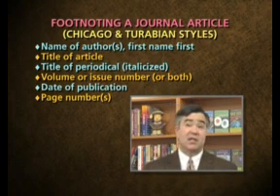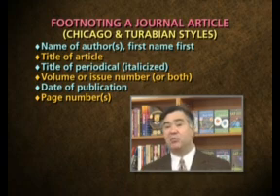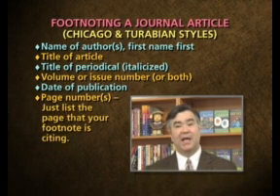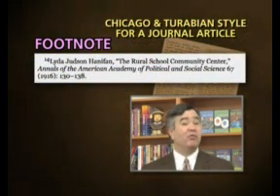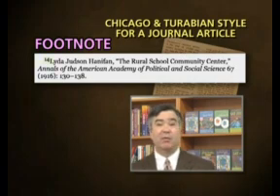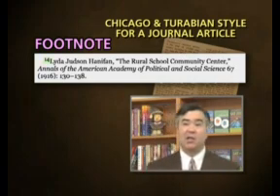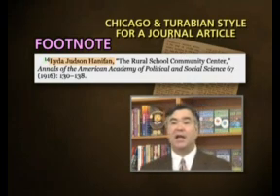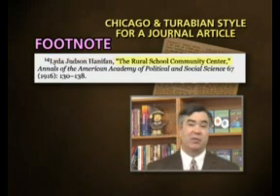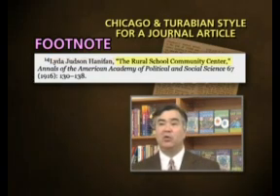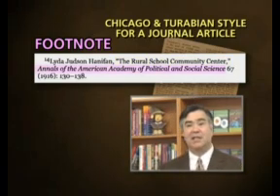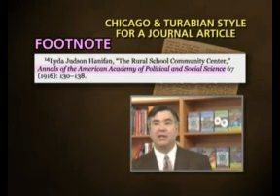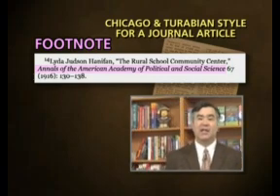Unless you're referring to the entire article, don't list the pages on which the whole article appears, just the page that this specific footnote is pointing to. Here's a sample of what a footnote for a journal article would look like. This is footnote number 14 in this particular paper. The author of the article is Lyda Judson Hannafin. The article title, within quotation marks, is The Rural School Community Center, followed by, in italics, the name of the journal, Annals of the American Academy of Political and Social Science.